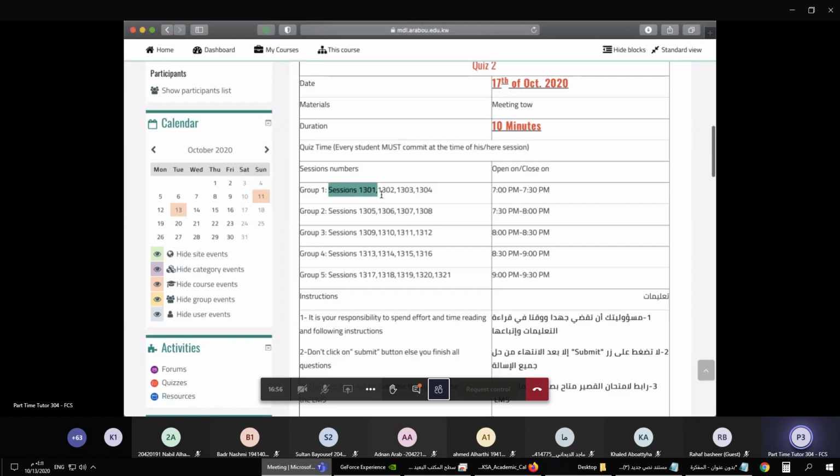Also, there is a timetable for each session. As you can see, group 1 and group 2, and 1308 is within group 2 sessions, and it will be between 7:30 to 8 p.m.